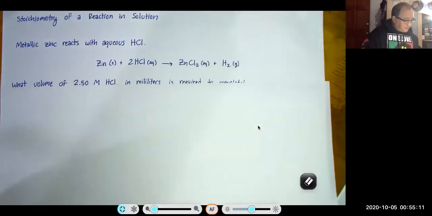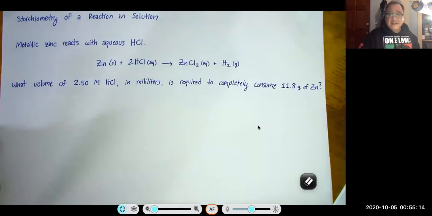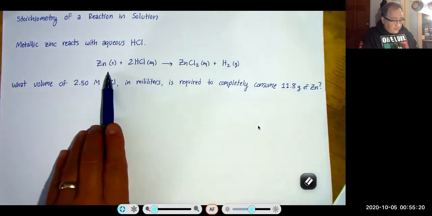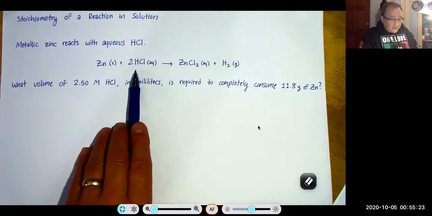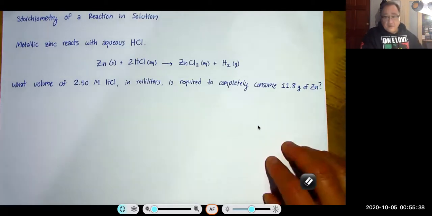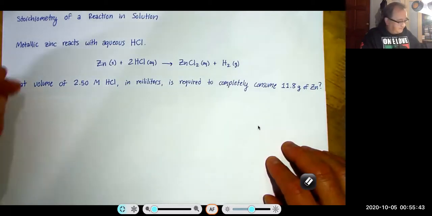So here's the problem. Metallic zinc reacts with aqueous hydrochloric acid. And here's the balanced reaction. Zinc solid plus hydrochloric acid gives you zinc chloride and hydrogen gas. This is the reaction you should have seen when you put the penny in vinegar. You should have seen a little bubbling at the edges of where you had scraped the penny against the concrete, and you see the silver color inside. And if you leave it in the vinegar for about 3 hours, you see these tiny little bubbles coming off of the edge of the penny.